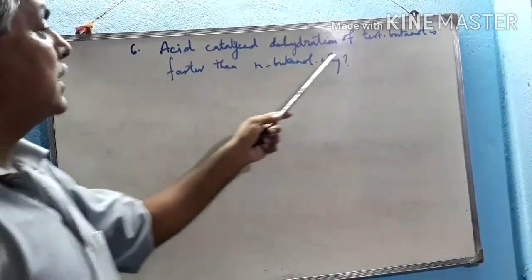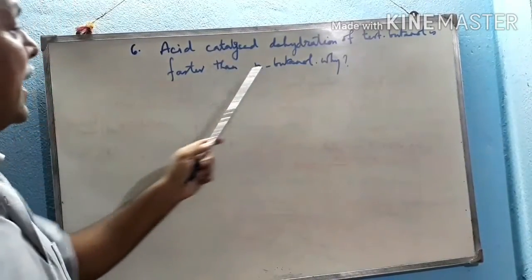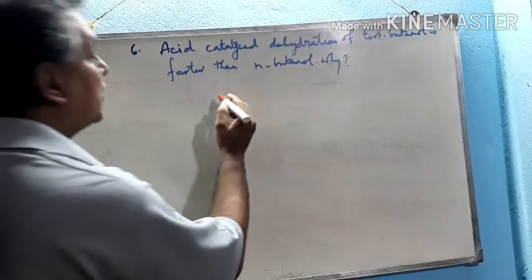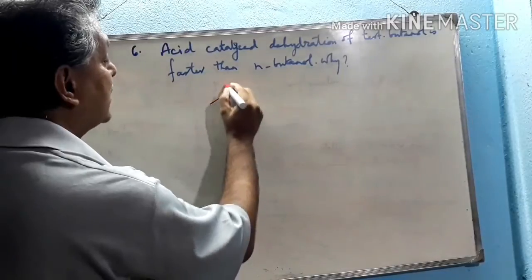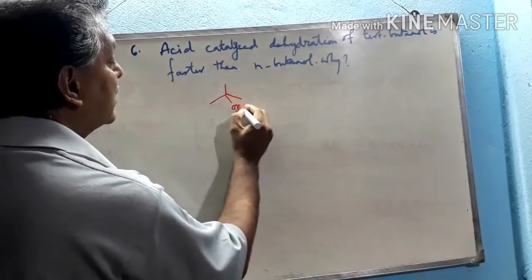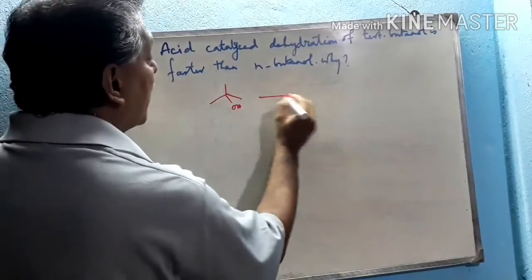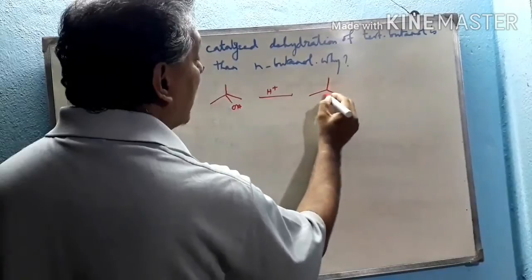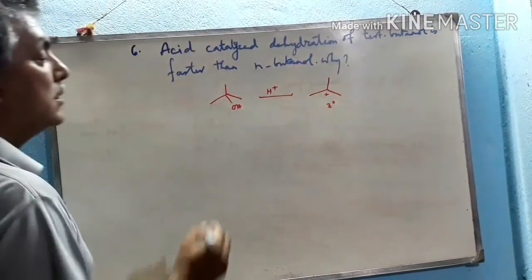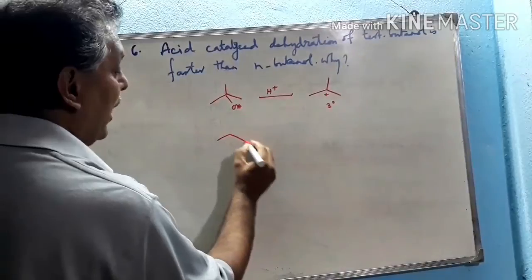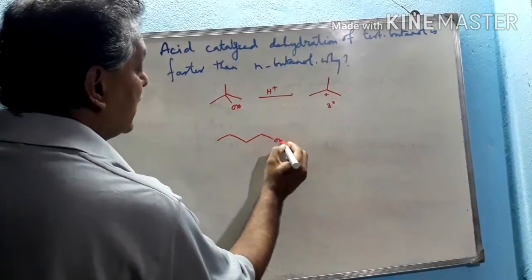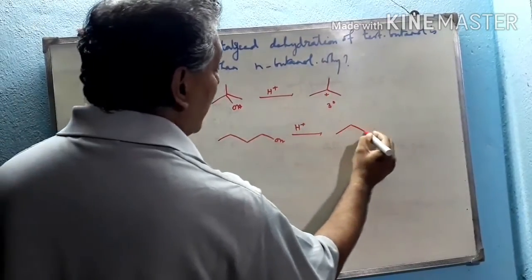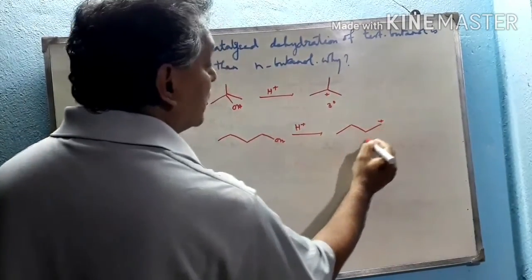Acid catalyzed dehydration of tertiary butanol is faster than that of n-butanol. Why? First we have to draw the structure of tertiary butanol. Tertiary butanol is a 3 degree alcohol, and when acid catalyzed dehydration occurs, it first forms a carbocation which is a 3 degree carbocation. But in the case of n-butanol, when treated with H+, that means acid, it forms a 1 degree carbocation.